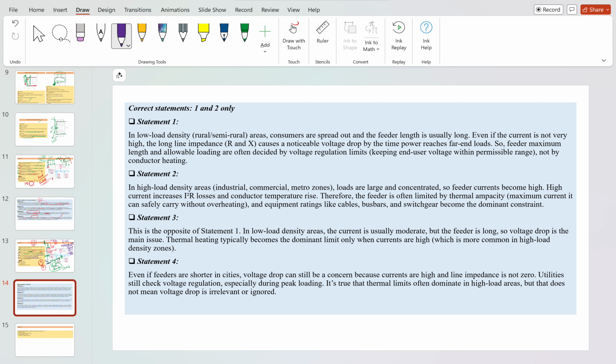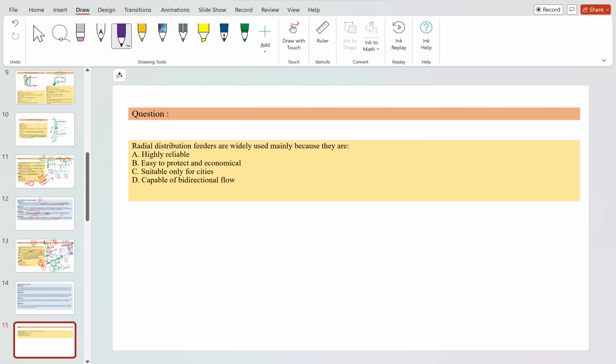Here I have kept the explanation also, so I will upload the file, you can read it. Let's move forward, try to solve this problem. This is related to the radial distribution, which I have already explained, but you have to tick which option is actually correct for a radial distribution feeder.